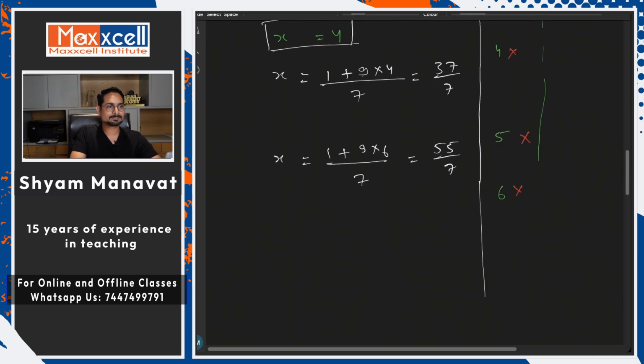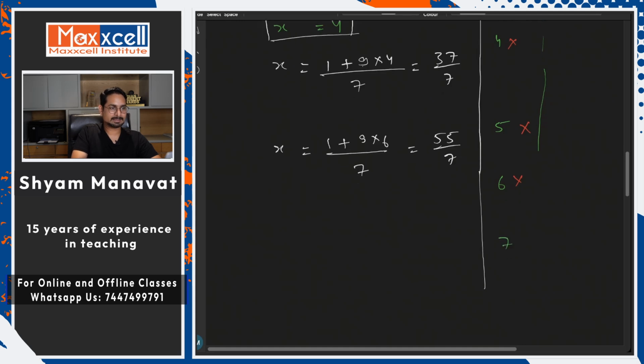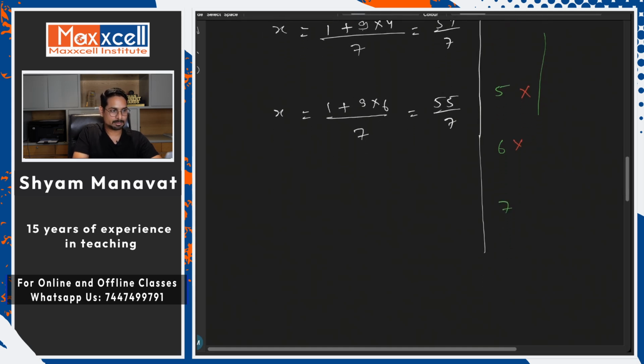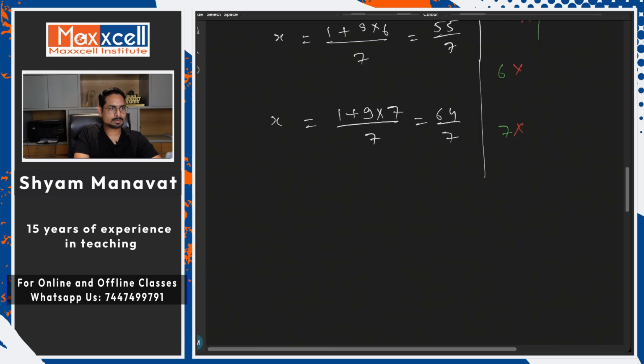If you substitute y equal to 7, patience guys, very important, patience. You get x is equal to 1 plus 9 into 7 by 7. Will you get an integer value of x here? You will get 64 by 7. Definitely not, it's not divisible. So 7 is also not working.